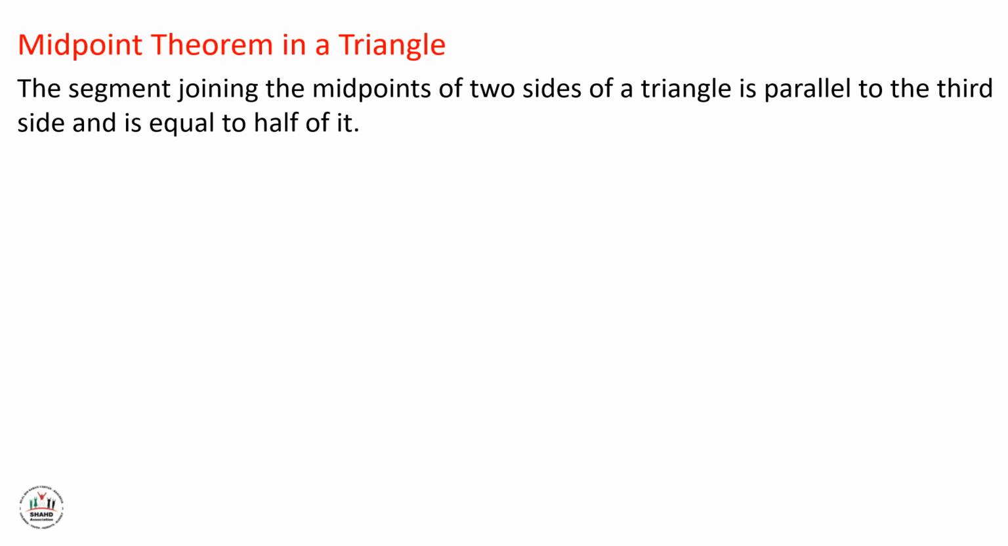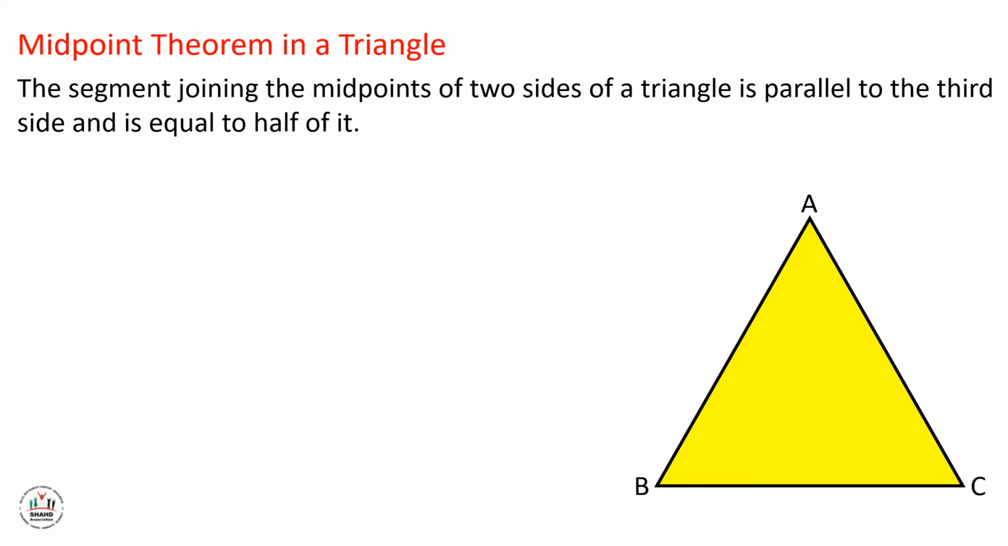Now let's see how midpoint theorem works in a triangle. So the segment joining the midpoints of two sides of a triangle is parallel to the third side and is equal to half of it.